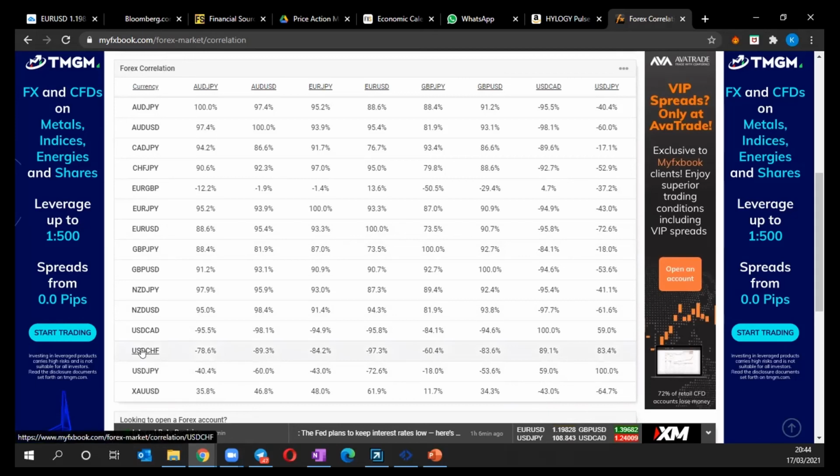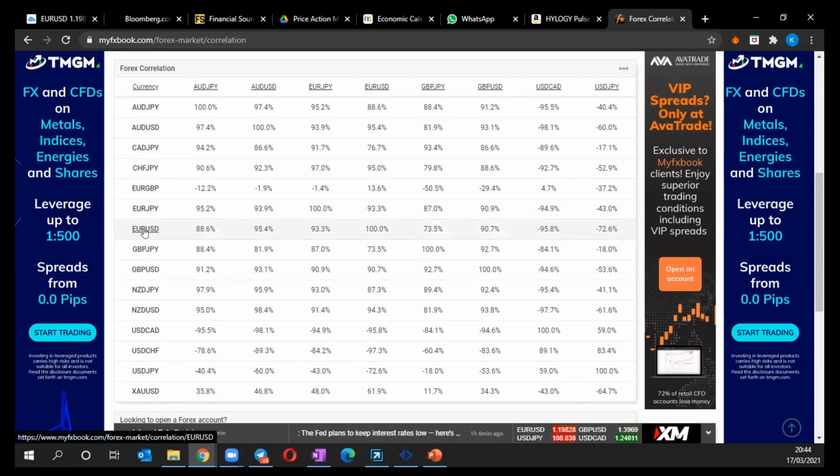For example, USD Swiss will normally be highly correlated with USD yen, because of the safe haven flows. And just have a look once again: euro dollar, strong correlation with the euro yen, also a really strong correlation with the Aussie dollar, for example. As we said, the euro dollar is a strong base, a strong, very liquid pair, and very heavily traded. It'll have strong correlation with most pairs.